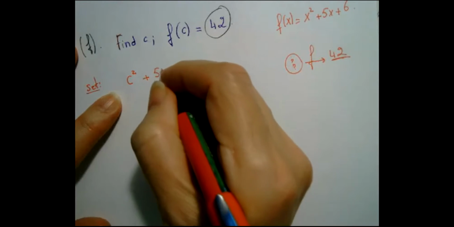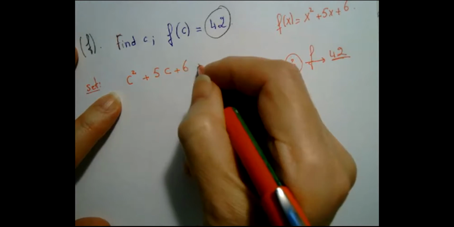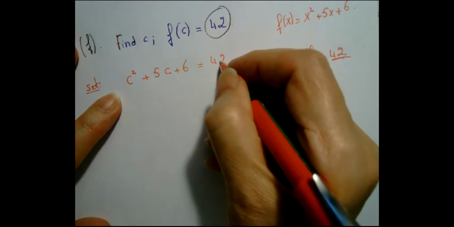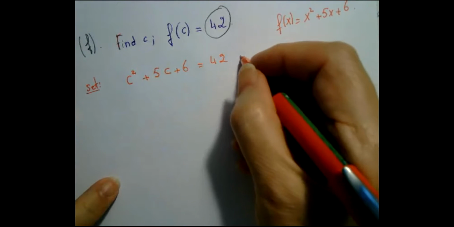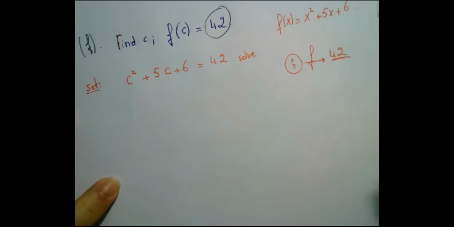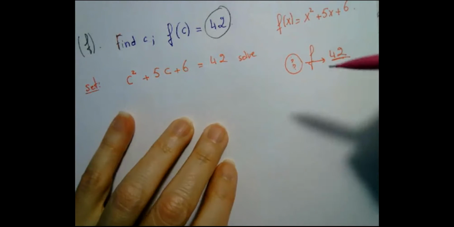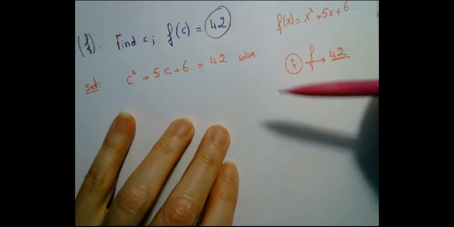That means I want to find what should be the C. What should I put here? So I will spit out a 42. Basically, and we're going to solve. All right? So how am I going to solve that? Let's see how we're going to solve.